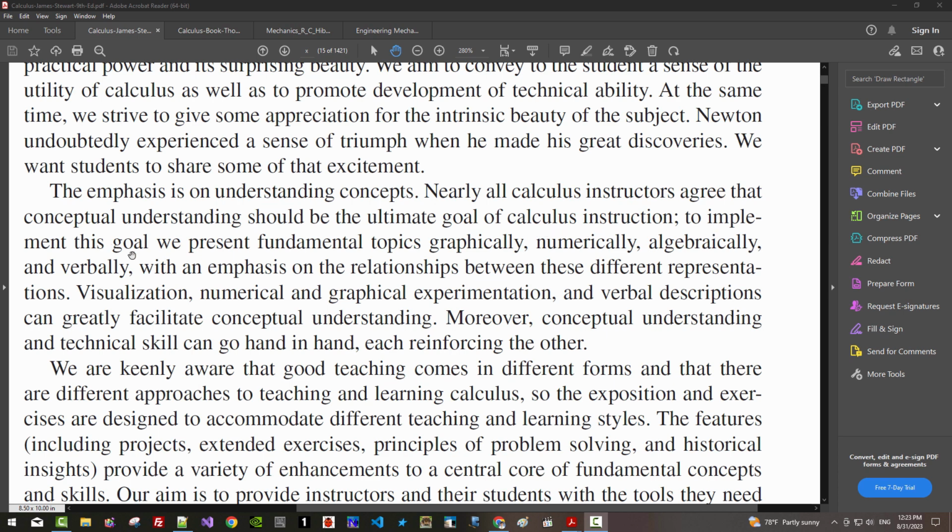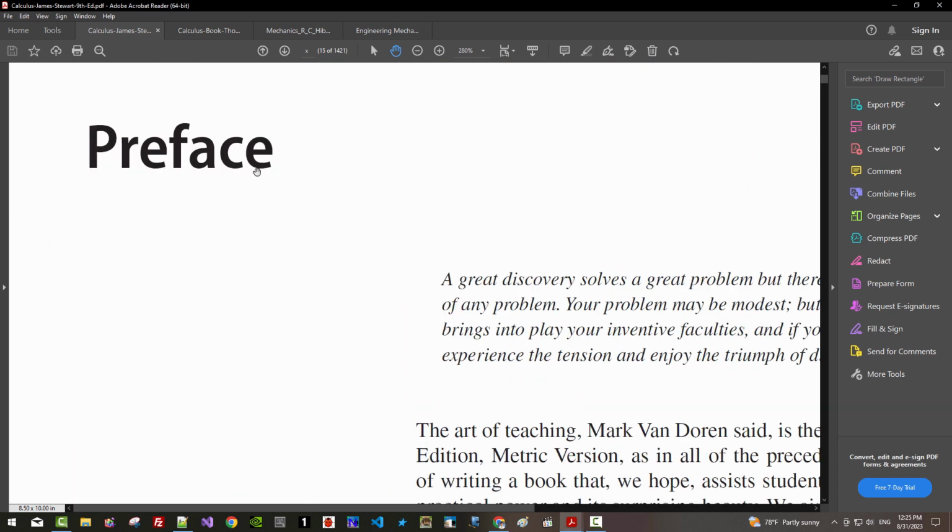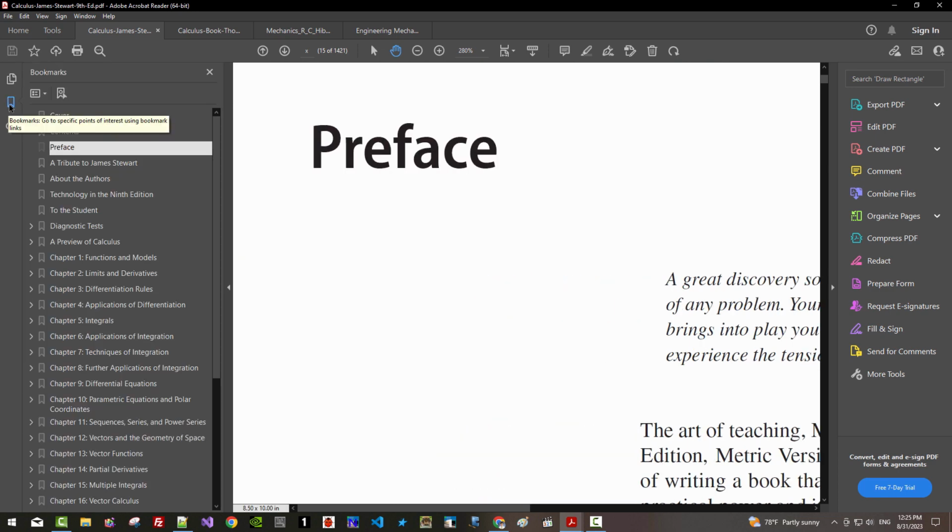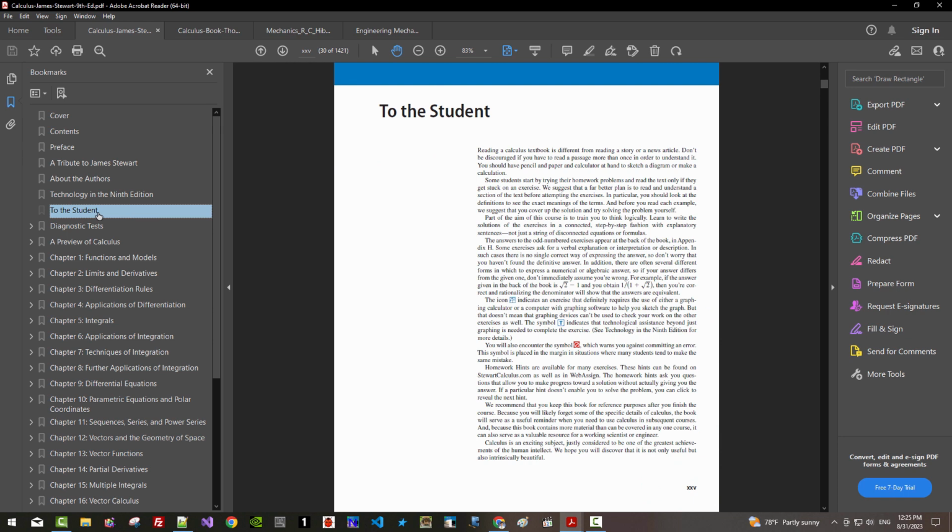To implement this goal, we present fundamental topics graphically, numerically, algebraically, and verbally, with emphasis on the relationship between these representations. Visualization, numerical and graphical experimentation, and verbal descriptions can greatly facilitate conceptual understanding. Only idiots skip the preface. I would also recommend you to read To the Student.